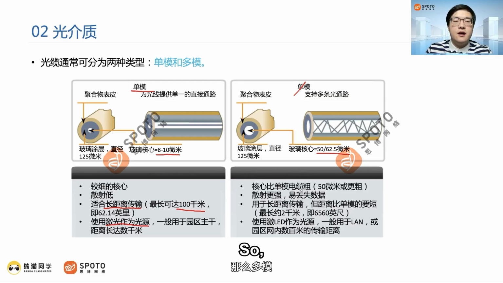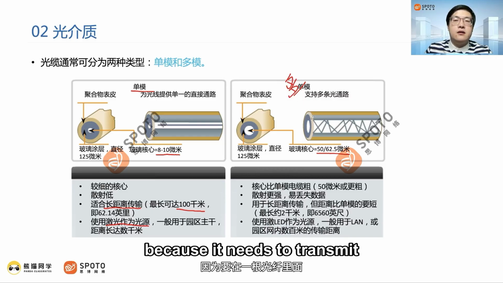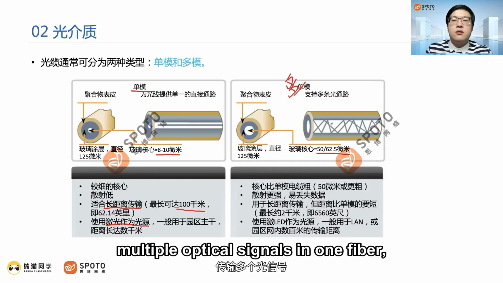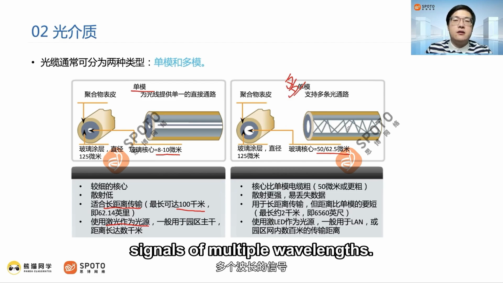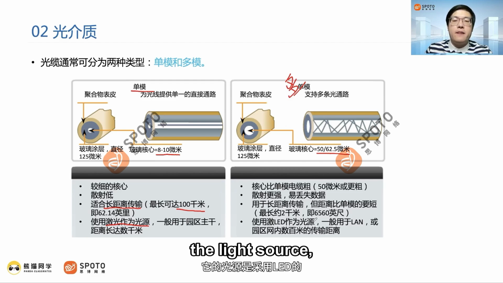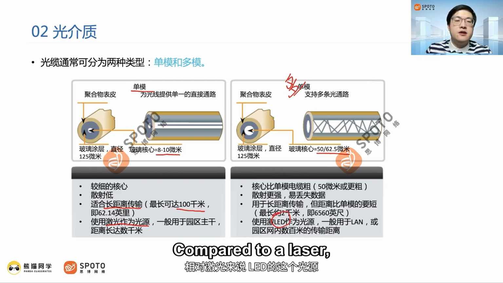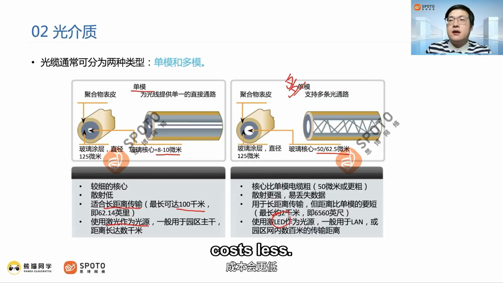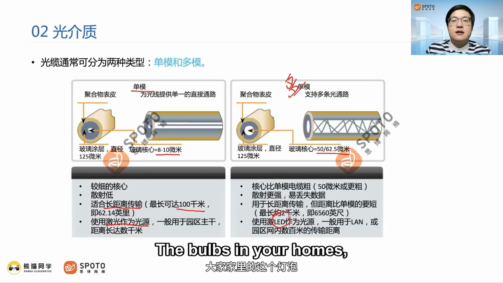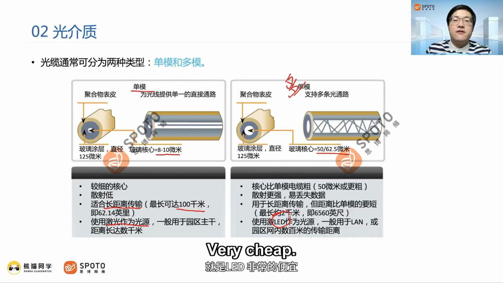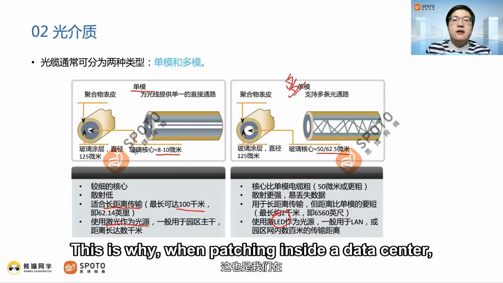So, for multimode, because it needs to transmit multiple optical signals of multiple wavelengths, its light source uses an LED. Compared to a laser, this LED light source costs less. The bulbs in your homes are LED, very cheap. So multimode is relatively cheap. This is why, when patching inside a data center, it's the most used type.